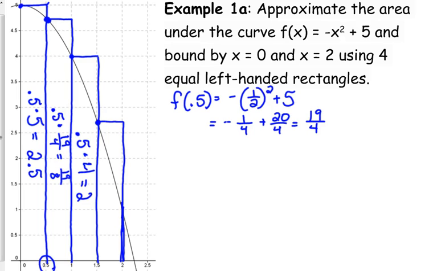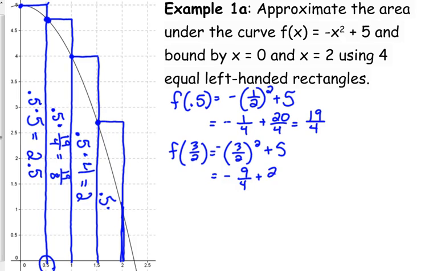And then our last piece still has a width of 0.5. Its height, we plug 1.5, or 3 halves, into our function. So that is negative 9 over 4. So that gives us 11 over 4, which when we multiply is 11 over 8.